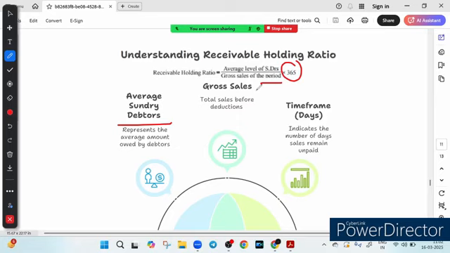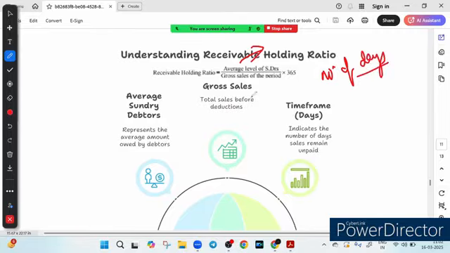That is the point, right? So this tells us the number of days. After doing this, what will you receive? You will receive the number of days. This tells us the number of days it takes to collect payment from the customer. How much amount is owed, you have written in the numerator, right? And how much is the sales? That is called gross sale of the period. So it just gives you the number of days it will take to collect a payment from the customer.